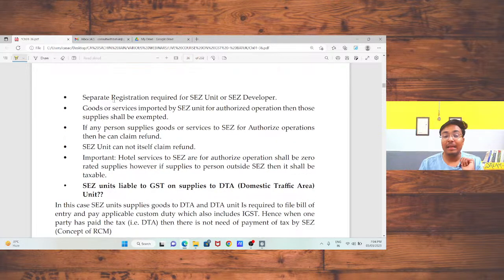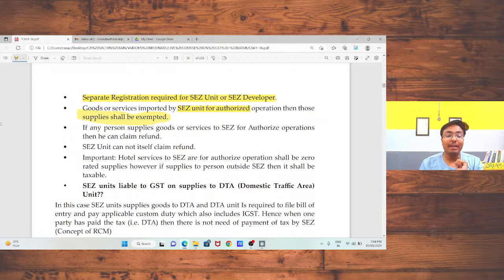Separate registration is required for an SEZ unit or SEZ developer. If I am going to register as an SEZ unit or SEZ developer, in that case I need to take a separate registration. Goods or services imported by an SEZ unit for authorized operation shall be exempted. Because if I supply those products, that supply should be treated as zero rated supply. That means there is a rate of 0%.